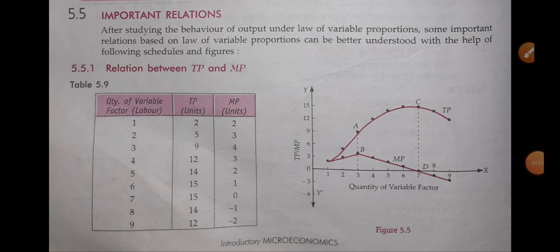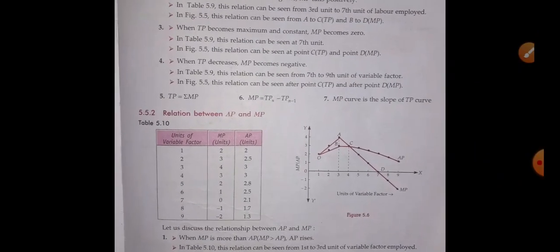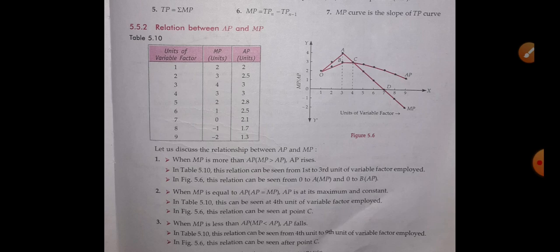Good morning, students. In the last class, we completed the law of variable proportion, and we also saw the relation between TP and MP, that is, total product and marginal product. In today's class, we are going to see a new relation between the average product and the marginal product. Average product, that is AP, and marginal product, that is MP.